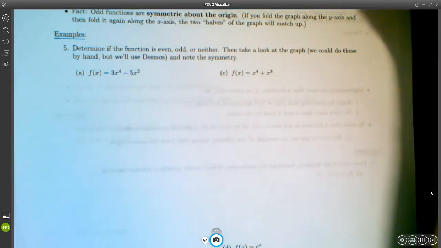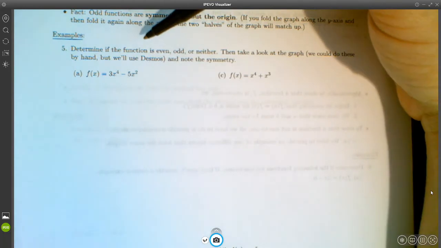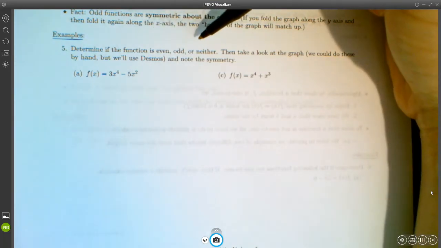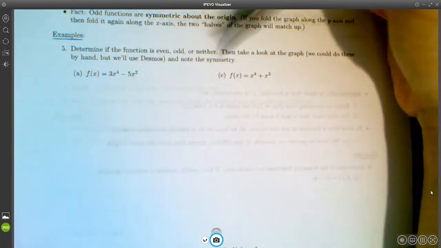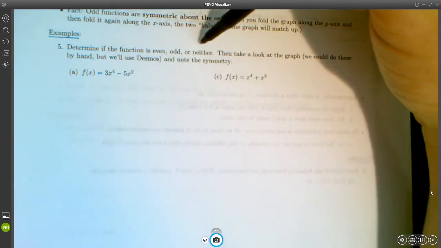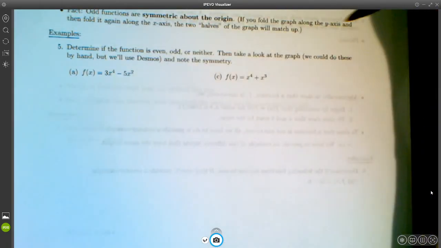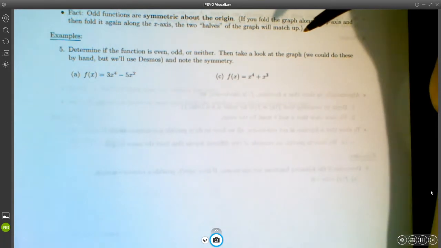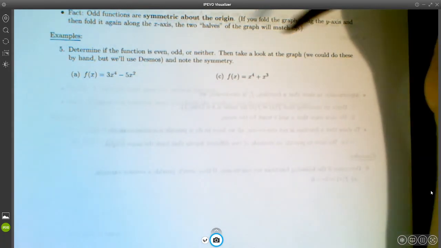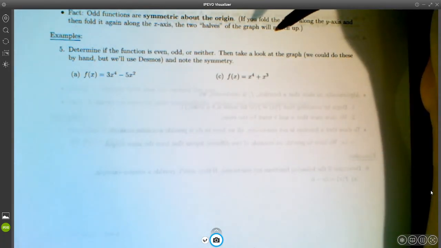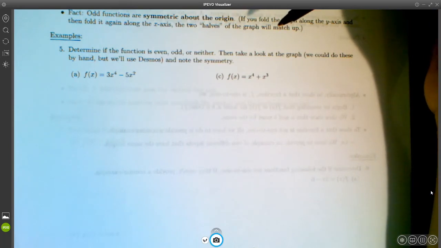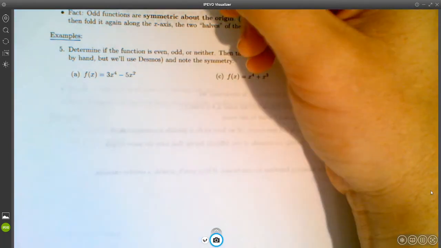Let me just show you how you would determine if something is even or odd. So we'll determine if it's even, odd, or neither, because it's possible that it's neither even nor odd. We'll determine that algebraically, and then we'll take a look at a graph to see if it coincides with what we determined algebraically.